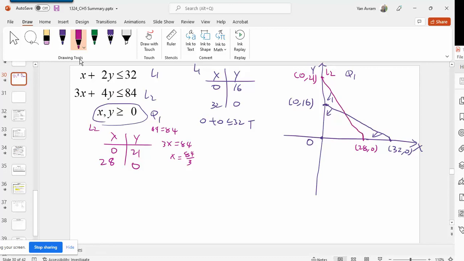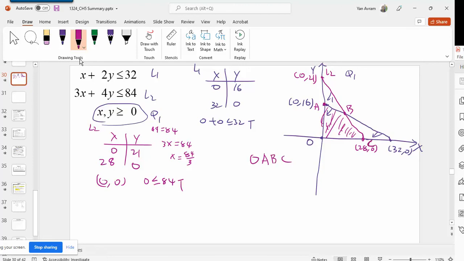So if I use 0 and 0 as my testing point, 0 plus 0 is less than or equal to 84, which is true. So my corner points right here will be A, B, and C. And this one is no longer a solution. So my solution is right here. Okay, so I have 0, A, B, C as my corner points.